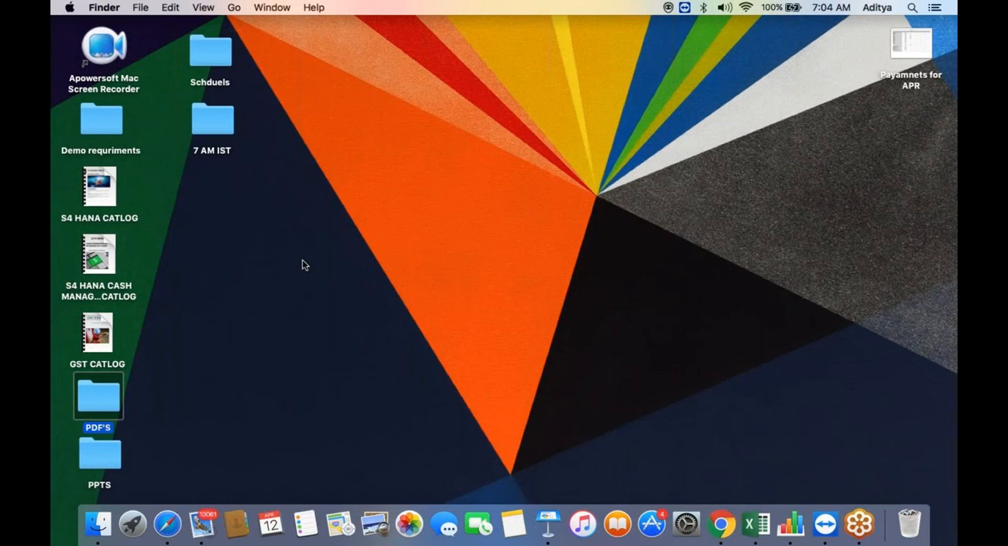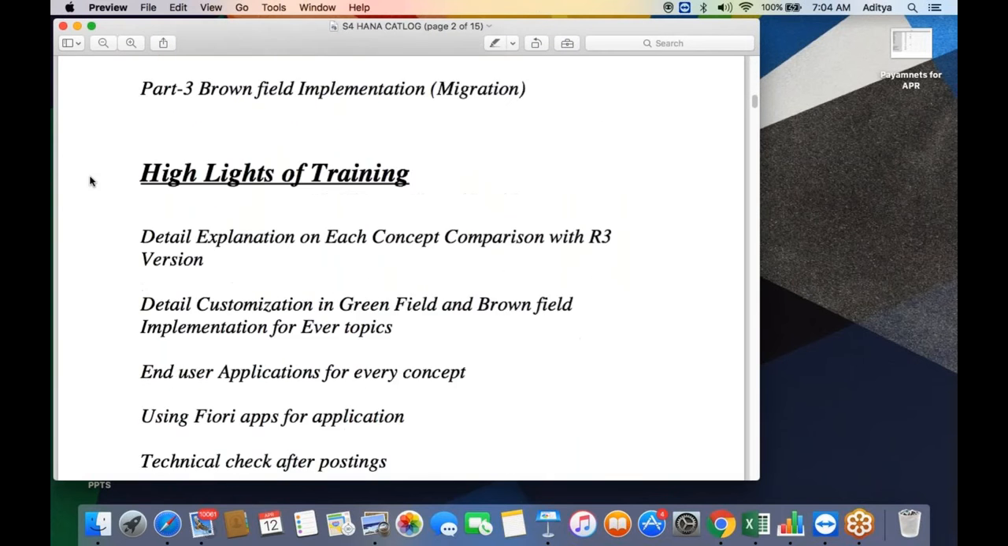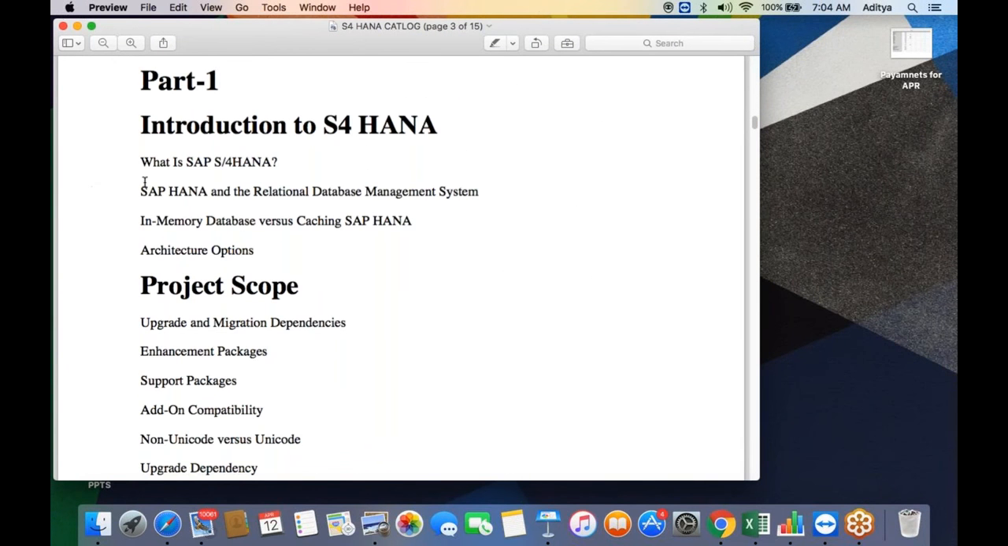Technical concepts such as in-memory versus caching, and also architectural options. So we have a few topics which we need to cover in the introduction to HANA. These are the things which I'm going to cover in today's session: what is a relational database management system, what is in-memory versus caching, and also architectural options.